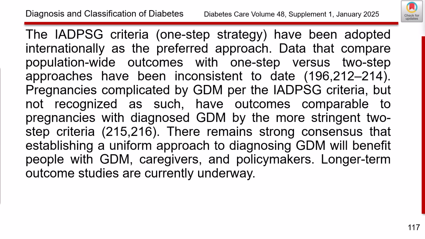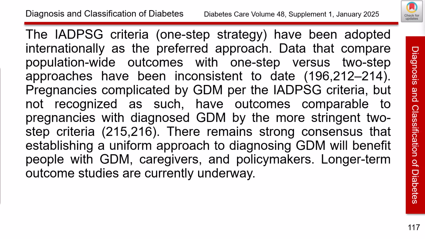The International Association of Diabetes and Pregnancy Study Groups' criteria, the one-step strategy, have been adopted internationally as the preferred approach. Data that compare population-wide outcomes with one-step versus two-step approaches have been inconsistent to date. Pregnancies complicated by gestational diabetes mellitus per the International Association of Diabetes and Pregnancy Study Groups' criteria, but not recognized as such, have outcomes comparable to pregnancies with diagnosed gestational diabetes mellitus by the more stringent two-step criteria. There remains strong consensus that establishing a uniform approach to diagnosing gestational diabetes mellitus will benefit people with gestational diabetes mellitus, caregivers, and policymakers. Longer-term outcome studies are currently underway.